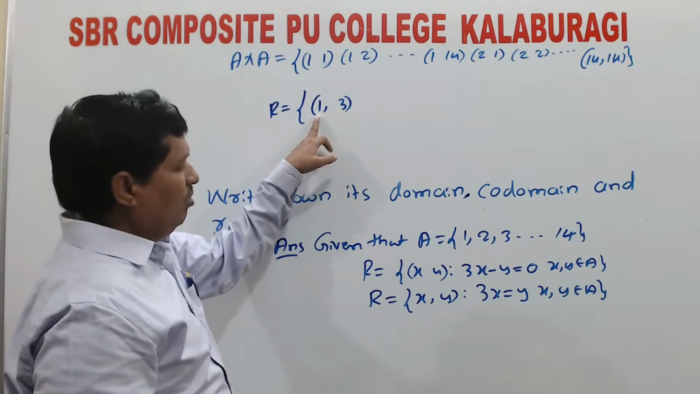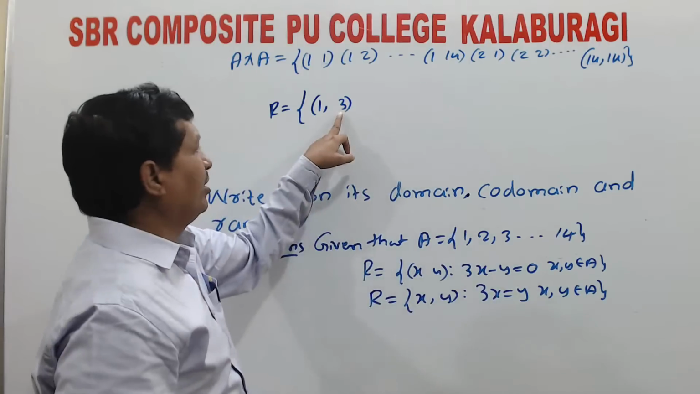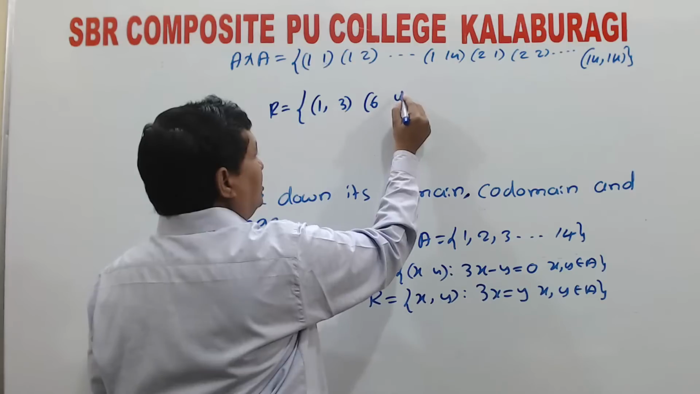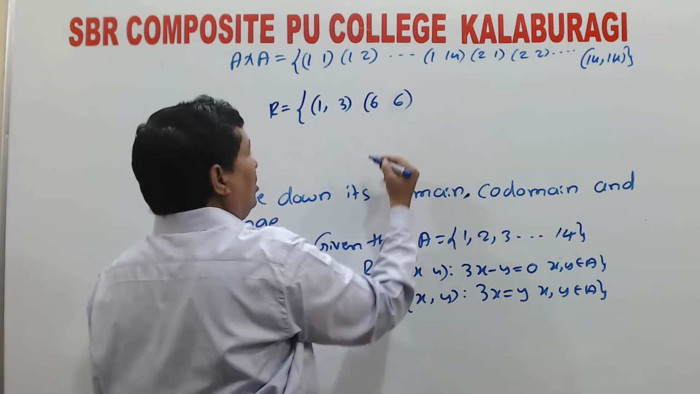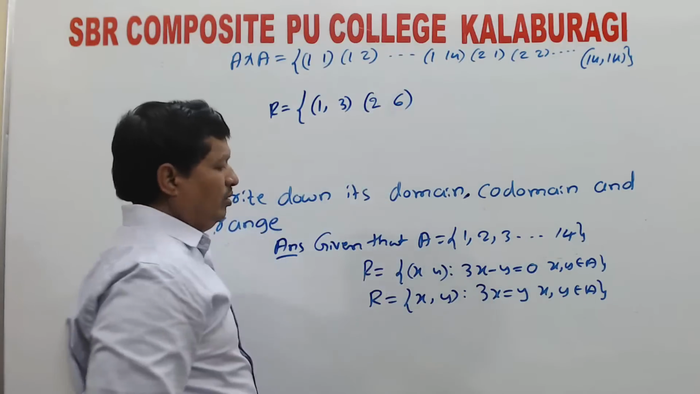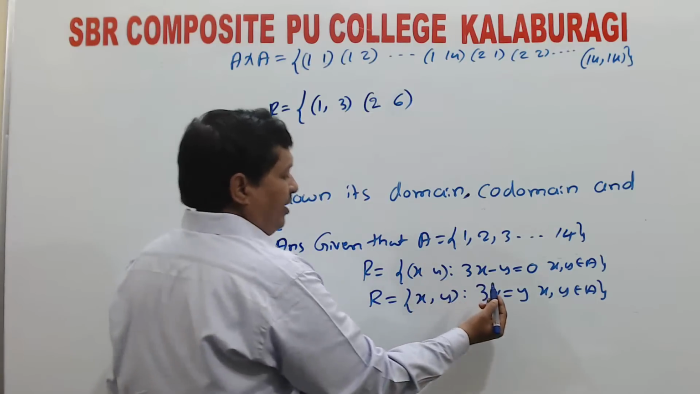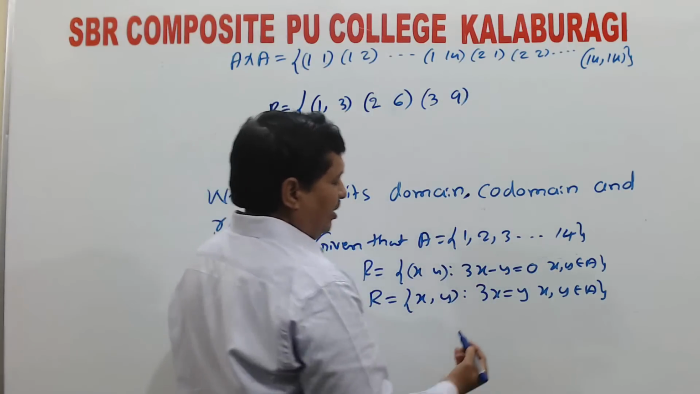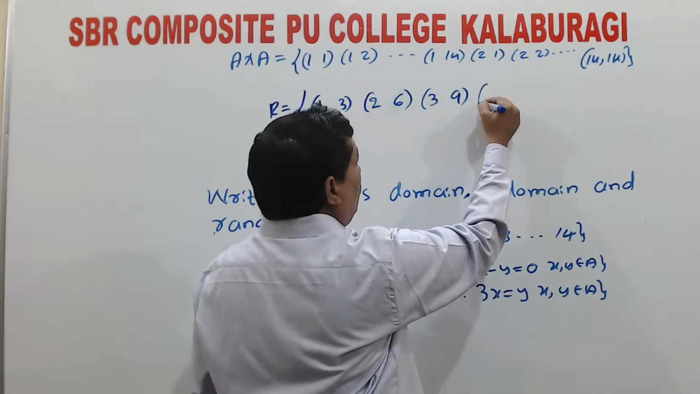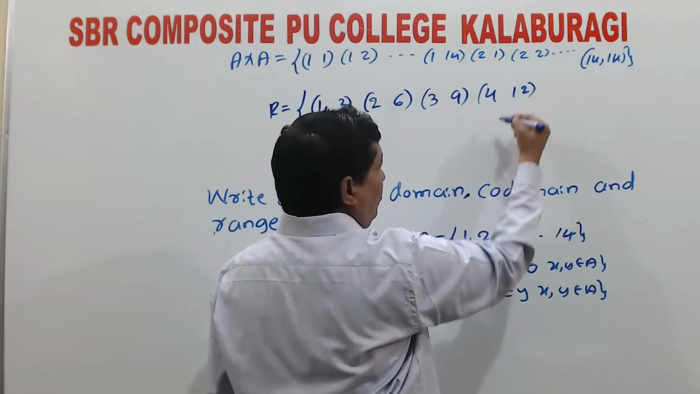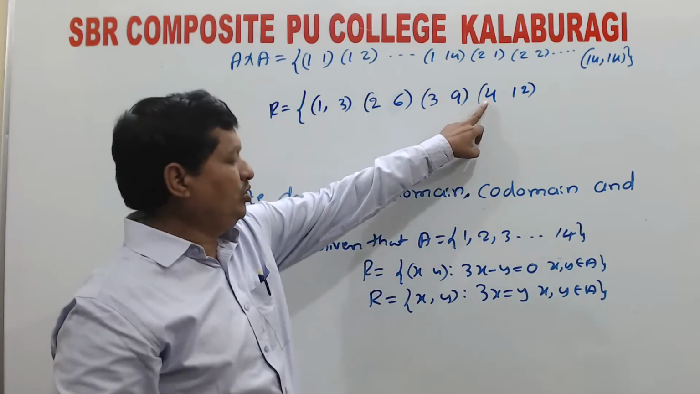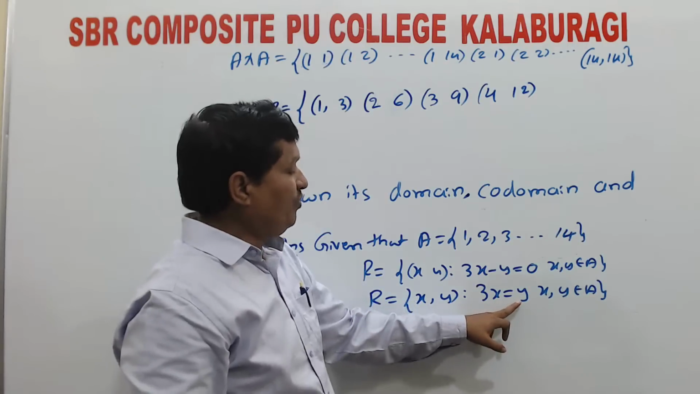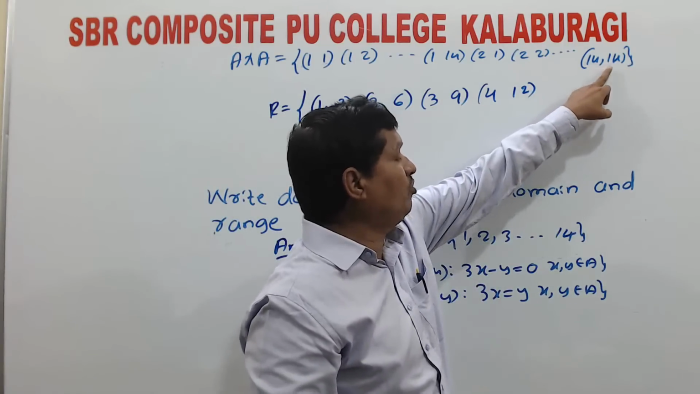If you multiply x with 3, you will get y. Suppose you take x equal to 2, 2 into 3 is 6, so y should be 6. If you take x equal to 3, 3 into 3 is 9, so 3 comma 9. If you take x equal to 4, 4 into 3 is 12, 4 comma 12. So shall I write 5? Suppose you take x equal to 5, 5 into 3 is 15, which means y equal to 15. Last is what? 14 comma 14 is there.